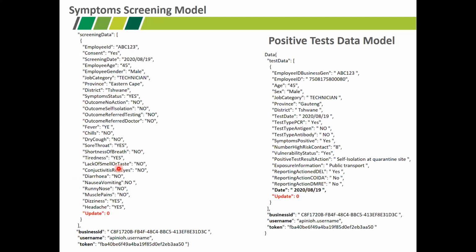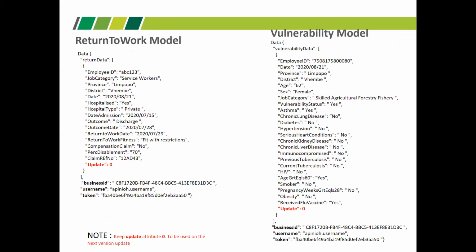We've received multiple requests on the update attribute. Currently, we request that you default it to 0, as it's going to be used on the next version of the API. So in here would be the screening data model, and here would be the positive data model, the return to work data model, and the vulnerability data model, and the expected data types.